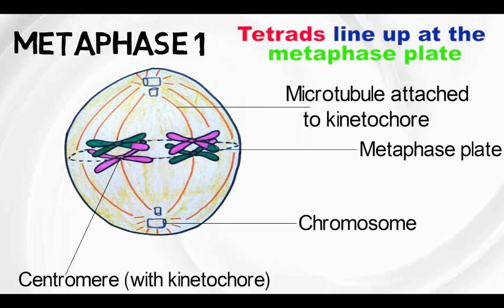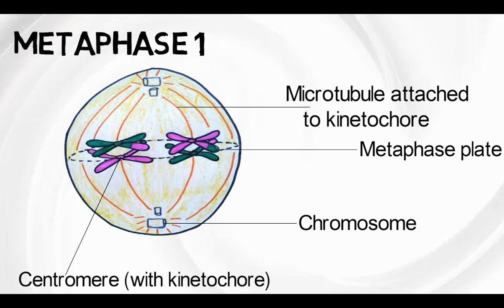Look, tetrads are lined up circularly on the metaphase plate. Yes, this is due to the shortening and elongation of the microtubules. Now I can see microtubules from one pole are attaching to the kinetochore of one chromosome of each tetrad. Simultaneously, microtubules from the other pole are attaching to the kinetochore of the other chromosome. I know, this is metaphase 1.